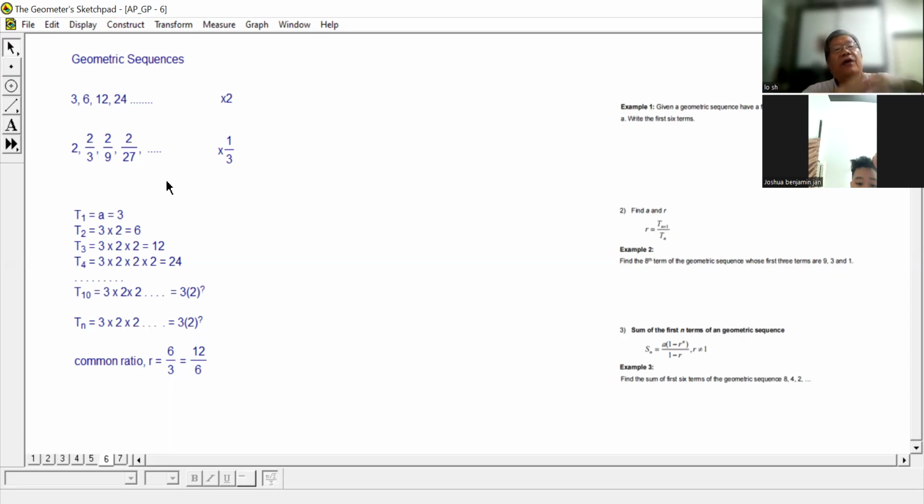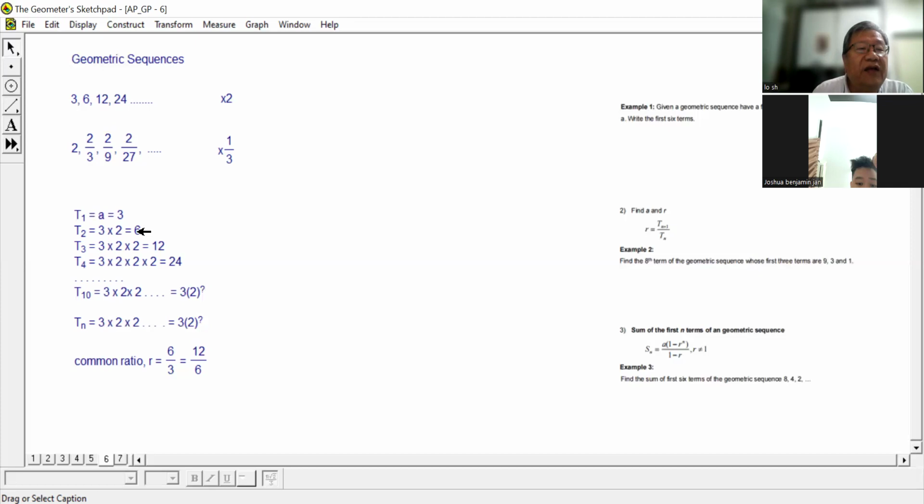Okay, now we try to analyze the sequence. So I call the first number, as we did for the arithmetic progression, A. And I call it T1 also. So it equals 3. This one, the first one I'm referring to. Now, how to get T2? I take the first number, multiply by 2, then I get 6. That's how we get 6. How to get 12? 6, I multiply by 2, I will get 12.